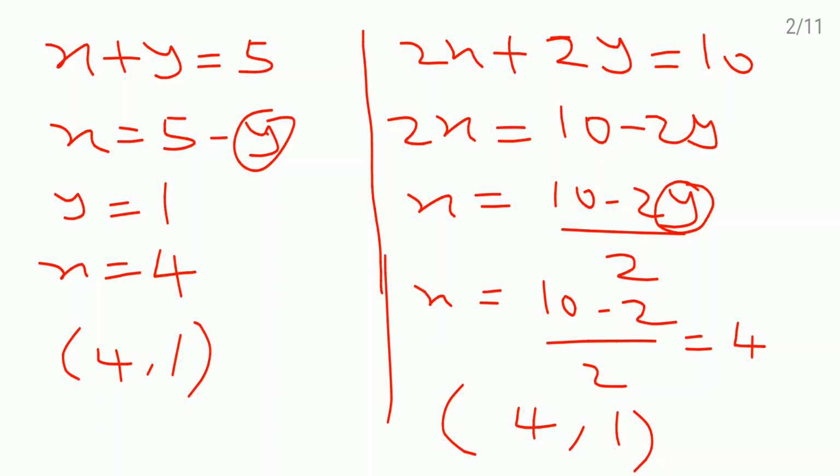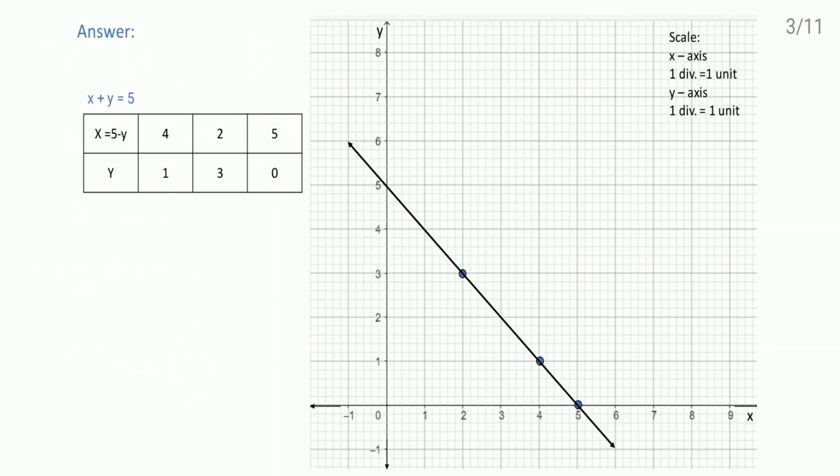Let us see for the first equation. See here in the table I have written all the values. If I take y is equal to 1, I get x equal to 4. If I take y equal to 3, I get x equal to 2. And here if I take 0, I get x equal to 5. And all these 3 points I plotted on the graph. Look at this one, 4, 1. 4 on the x-axis, 1 on the y-axis. This is the point here.